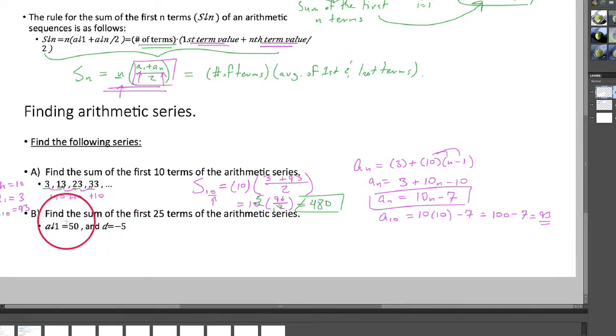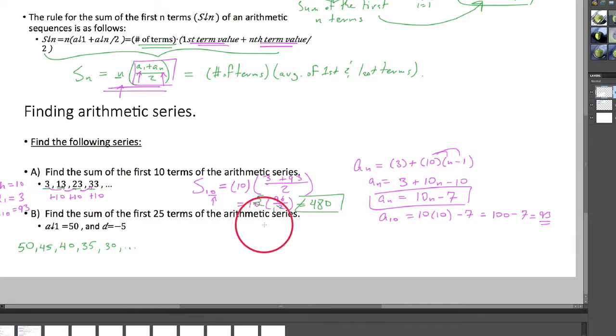Except for this time, it says find the sum of the first 25 terms of the arithmetic series. And our first term is going to be 50 and our common difference is negative 5. So I feel like it's harder for us to think about this unless you write out a few terms first. What we've really got going on here is a situation where we're starting at 50 and we're going down by 5 every time. And so we want to add up the first 25 of these numbers.